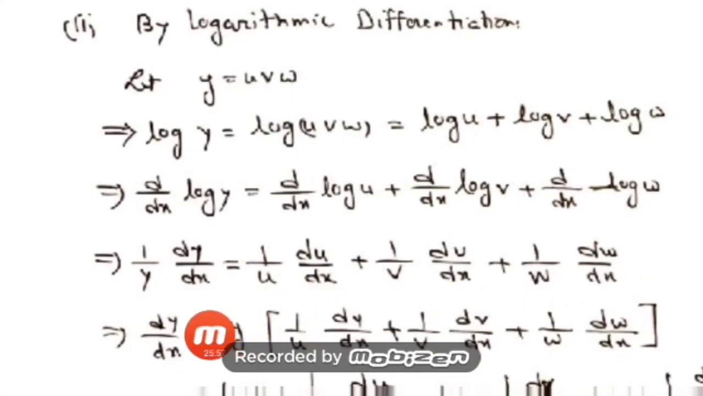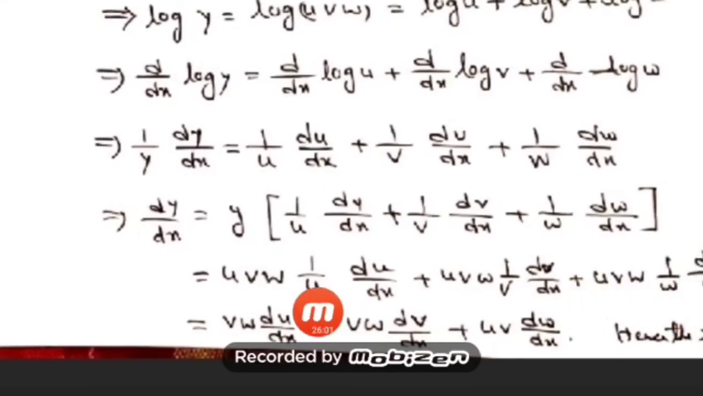So what is dy/dx? y into this expression. After this, let us substitute what y is. y is uvw, 1 by, then opening the bracket. At the same time I have done the same. Because of space only I have done the same step. If you want, you can write down one more step of substitution of y and then do the product.